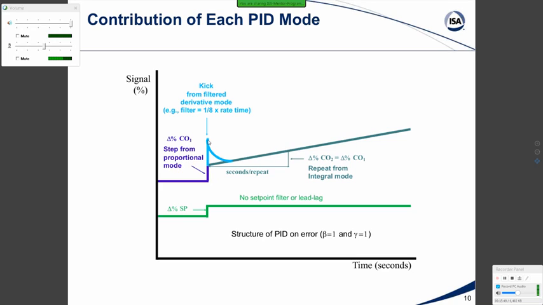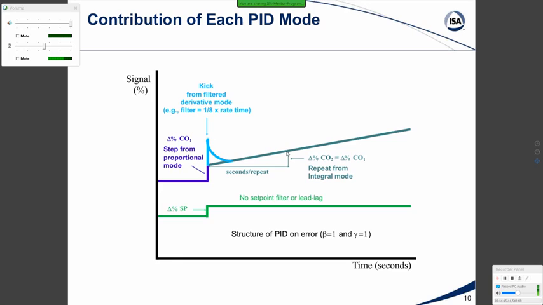We get kind of a kick. And since it's always filtered in industrial systems, what happens is it mitigates the size of the kick instead of being a big spike, and then it kind of decays out. So if we didn't have a filter, it would be a one-line spike here. Unfortunately, we do have a filter, and it's not such a big spike. It's a kick, and it decays out.